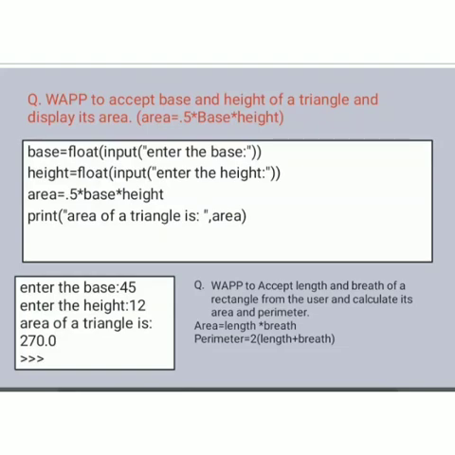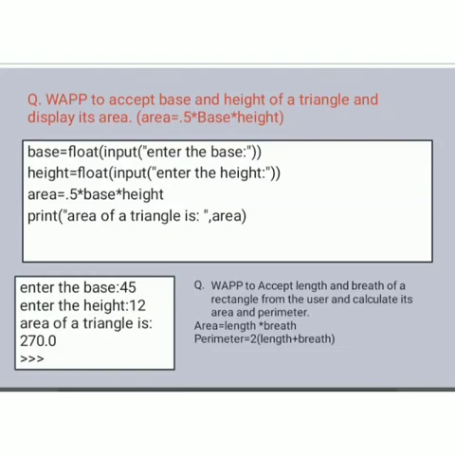Now just have a look at the output area. Just below the program, enter the base. It is a prompt which will be waiting for us. Suppose the user has entered 45. Enter the height. The user has entered 12. How will the output be displayed? Area of a triangle is, it will be displayed as it is, and then the colon after that is part of the text.